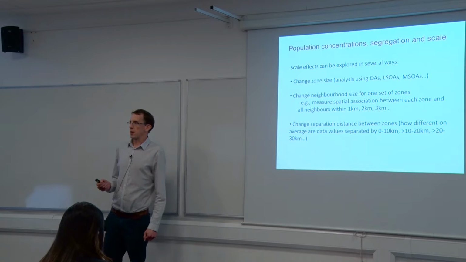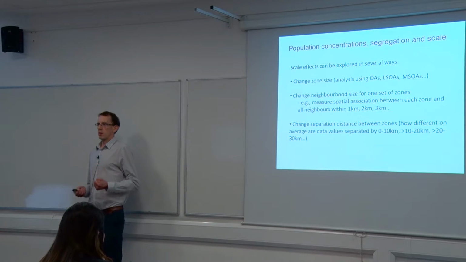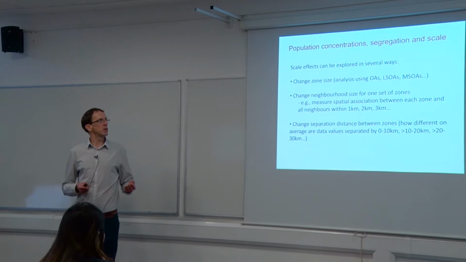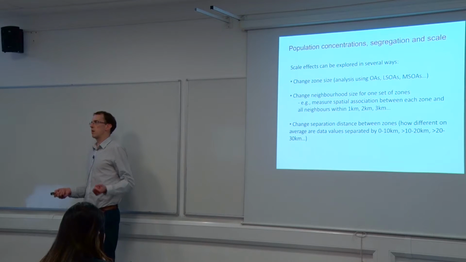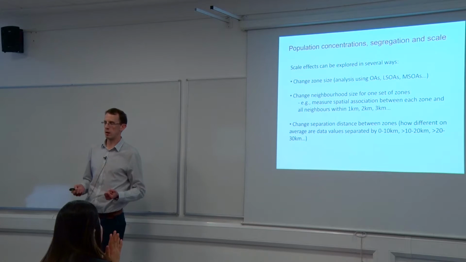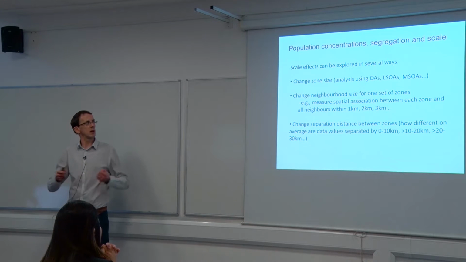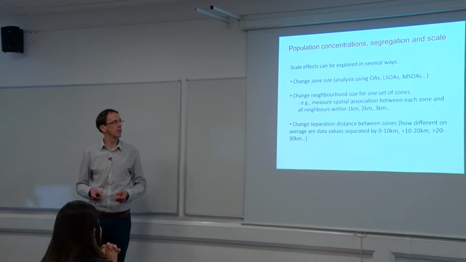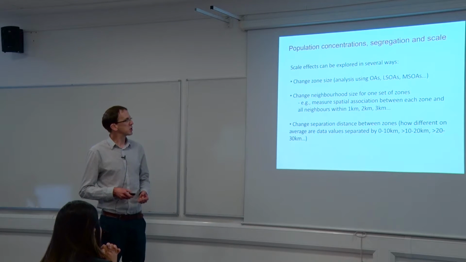So if we're thinking about these sorts of effects, about the way that our results might change, there are different ways that we can explore that. We could change the zone size, so we could conduct some kind of analysis, whatever it is, using output areas, or bigger zones like lower layer super output areas, or wards, or districts. We could change the zones we use, reconduct the analysis, and see what kind of impact it has on the results. We could also change the neighbourhood size.